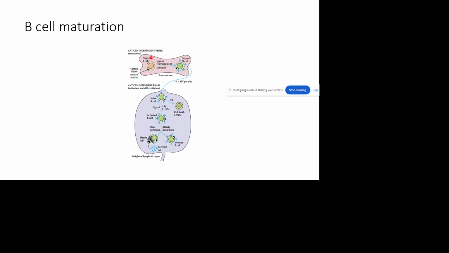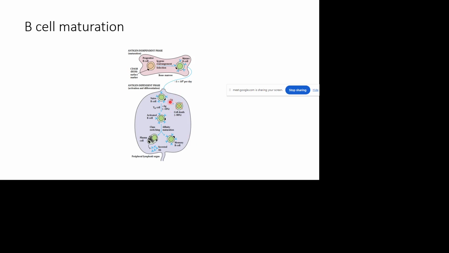And for a progenitor B cell, the marker is B220 or CD45R. This is the surface marker for a progenitor B cell. After the Ig gene rearrangement, it will start expressing the immunoglobulin on the surface, and it will be a mature B cell. We will see how this gene rearrangement takes place. Then from bone marrow it will come to the peripheral lymphoid organs.